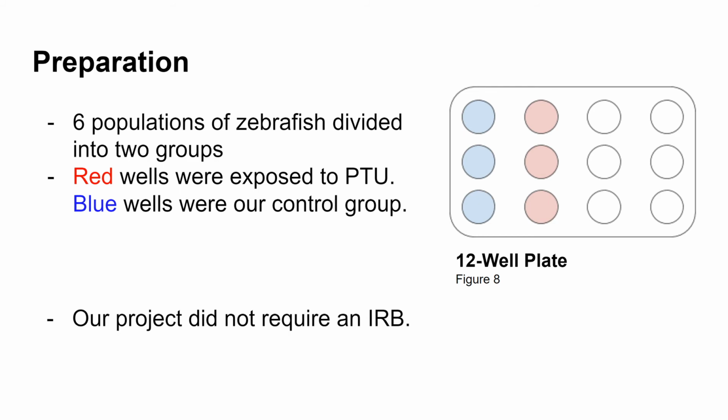We designed an experiment as our means to solve our research problem. Referencing the 12-well plate on the right, we decided to split up the populations of zebrafish by column. The first column was our control group, and our second column was exposed to PTU through its concentration.